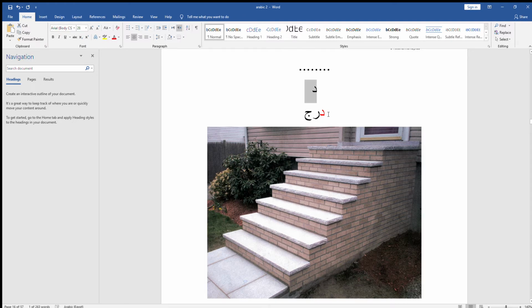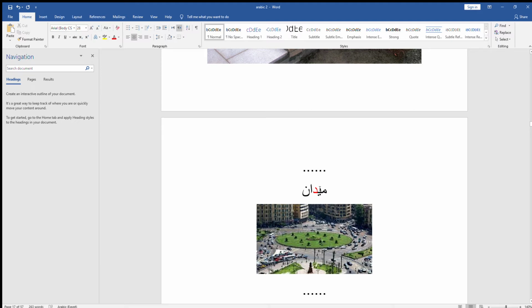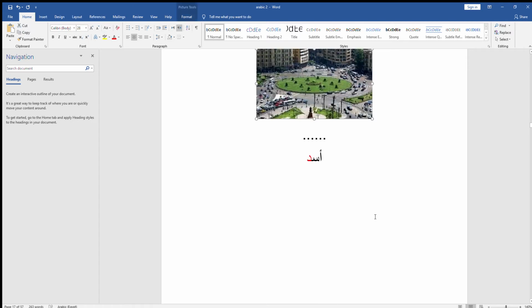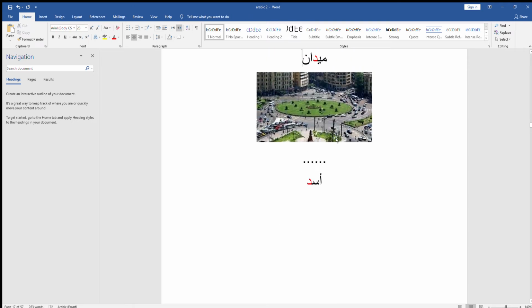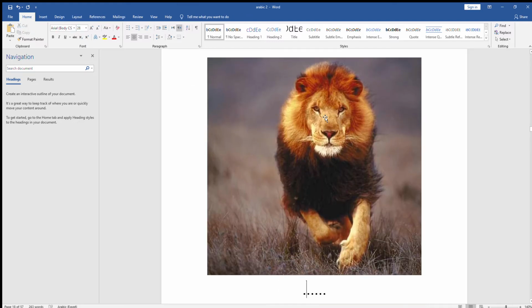دال at the beginning of the word: درج. This is درج. دال between two letters, like ميدان. This is ميدان التحرير in Egypt, Tahrir Square. دال at the end of the word, like أسد. This is أسد.